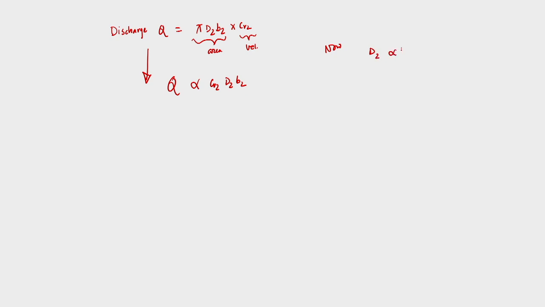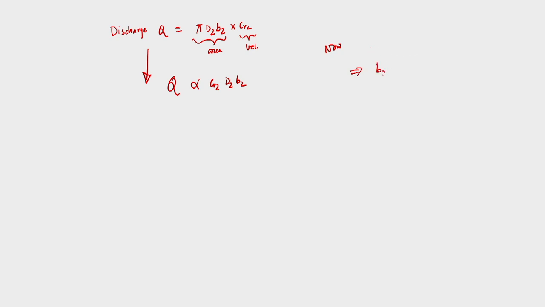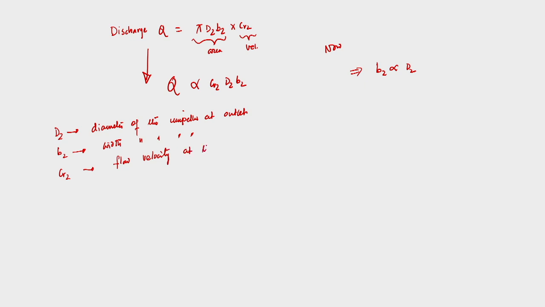Now, this D2 is proportional to B2, because to obtain a fixed flow rate, if I keep on increasing Q, and if I increase D2, of course, I need to increase B2, or vice versa. So I can write that B2 is proportional to D2, right. So I am writing here, D2 is the diameter of the impeller at outlet, B2 is the width of the impeller, and CR2 is the flow velocity at the outlet. So these three quantities you have obtained.